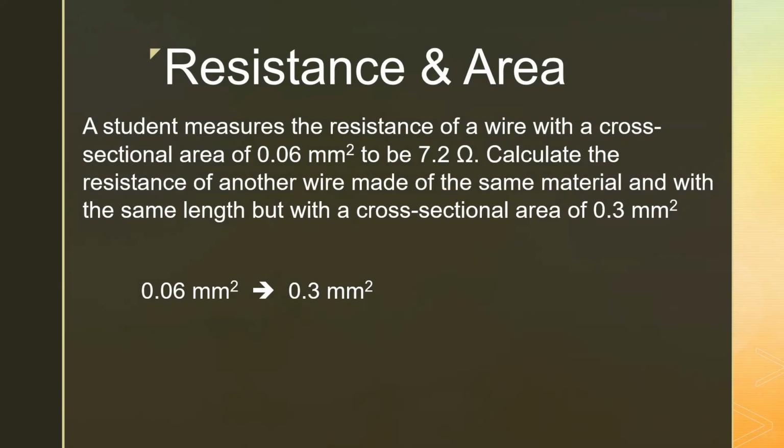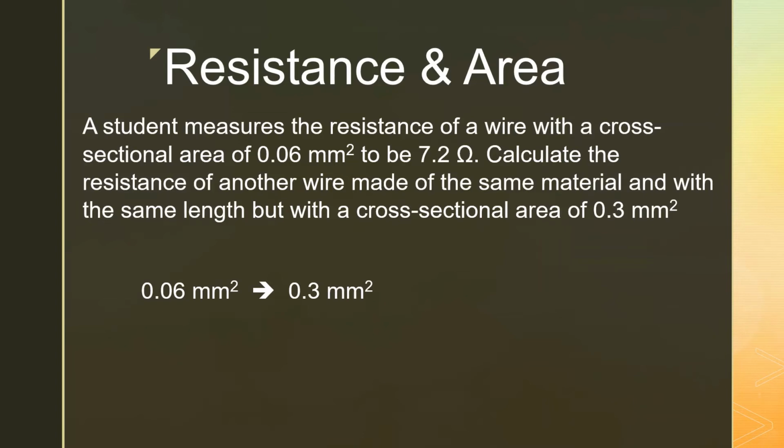Okay, so like with the length, I want to look at a couple of questions, because at the end of the day, most of the things that are going to come up in the exam are going to be questions like this. So let's start with this one. Make sure you get it in your notes. A student measures the resistance of a wire with a cross-sectional area of 0.06 millimeters squared to be 7.2 ohms. Calculate the resistance of another wire made of the same material and with the same length, but with a cross-sectional area of 0.3 millimeters squared.